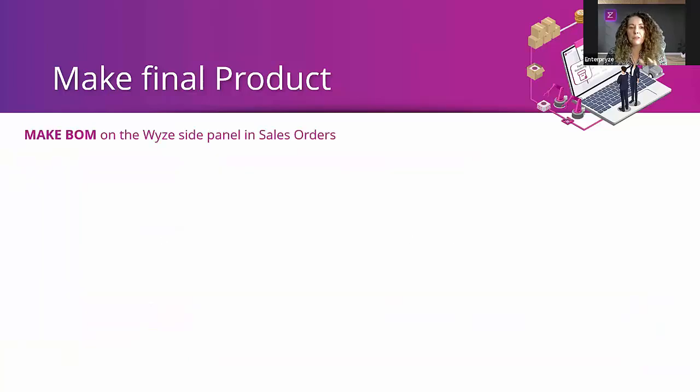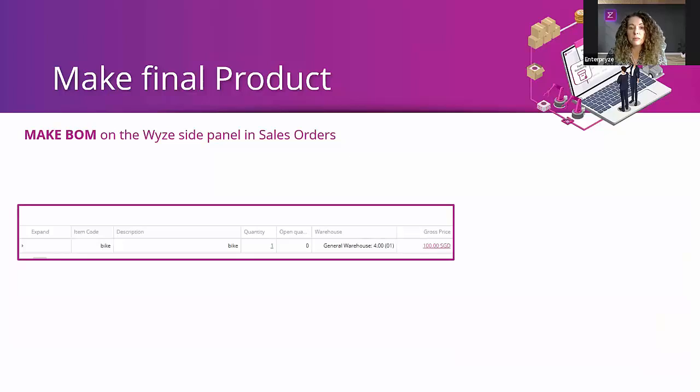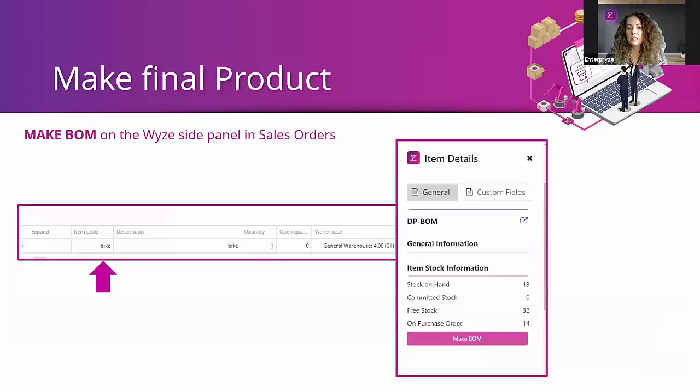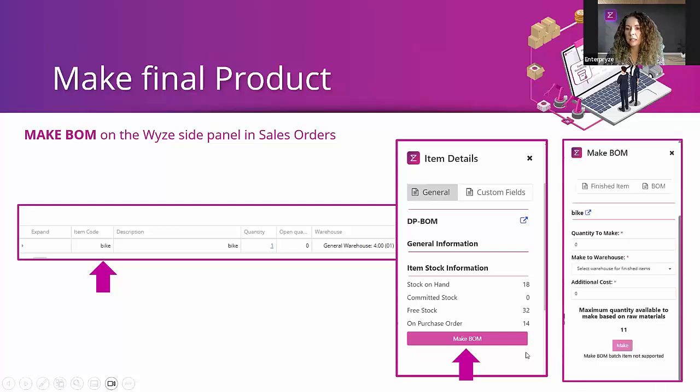In addition, the Make BOM button also exists, as I'm showing you here, for example, in our sales orders. When we click on the item and look at the item details, there is also a Make BOM button here at the bottom for our bill of material item, where we can complete and make a finished item from a sales transaction.